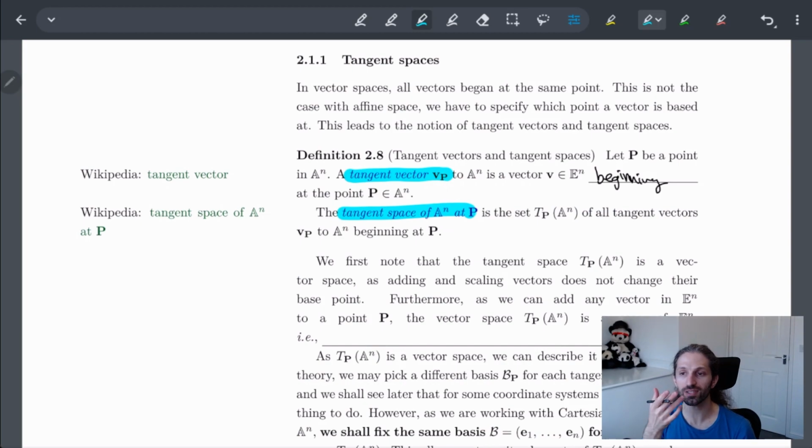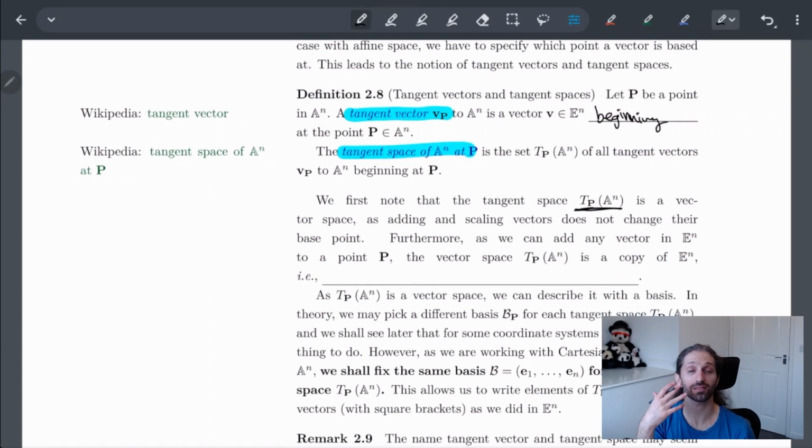So the first thing to note is that the tangent space is a vector space, right? This is dependent on our p, and it's a vector space in itself, because adding and scaling vectors doesn't change the point itself. You only change the point if you act on the point with a vector. So adding vectors, multiplying vectors, scaling vectors, whatever, it doesn't really change things. So it is still a vector space.